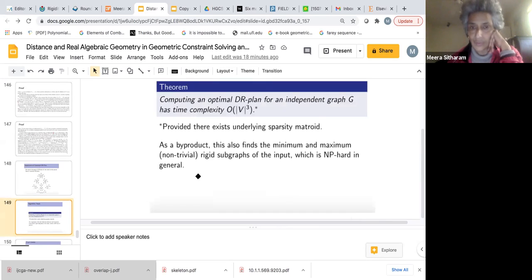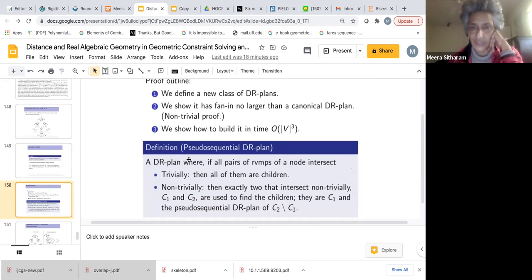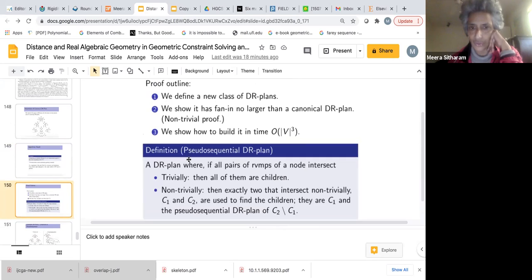So we want to prove that this, so we define this new class of DR plans called pseudo-sequential DR plans. And we show that the Fanon is no larger than the canonical DR plan. And then we show how to build it. So there's a second sort of layer of the proof. The first layer was just to show that this canonical DR plan is optimal.